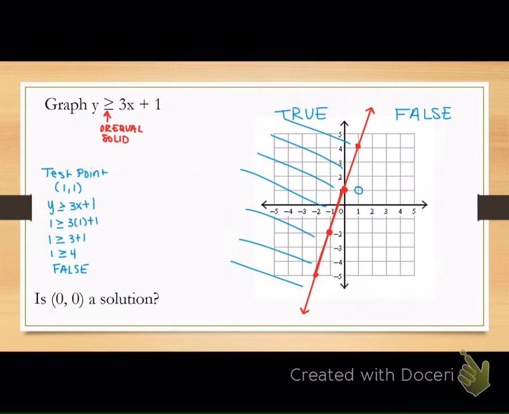Okay, so you could substitute it in. Is 0 greater than 1? No. If you substitute it in. If you're looking at the graph, why is (0, 0) not a solution?